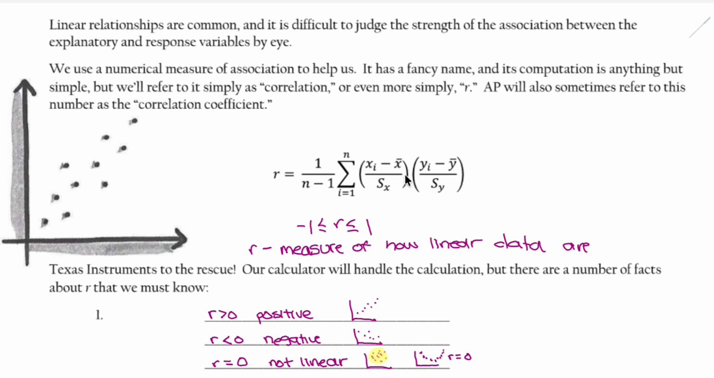This is the formula for R. And it seems scary at the beginning, but don't worry, we won't ask you to compute it in your exam. You won't do it by hand because we have a calculator, the TI-84, to help us. So R is between -1 and 1. This is always true. This is the range of R. R cannot exceed those two bounds. And R is basically the measure of how linear data are.